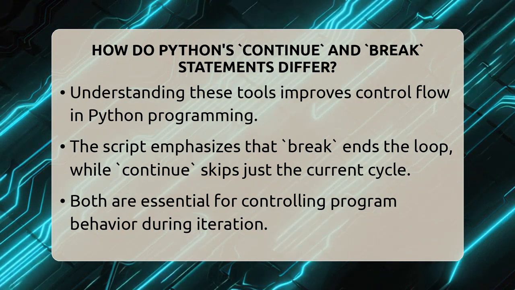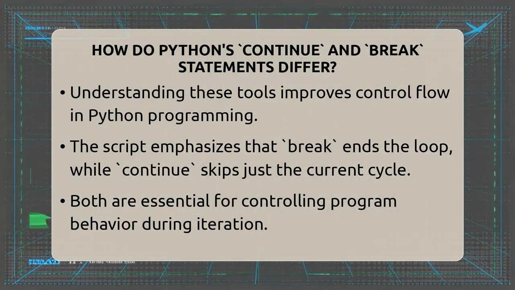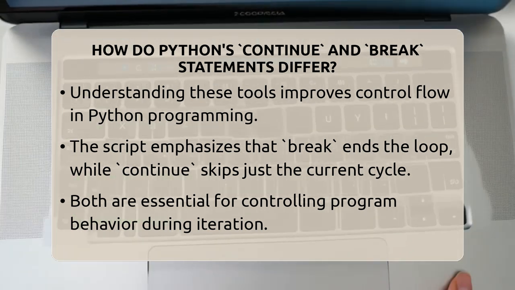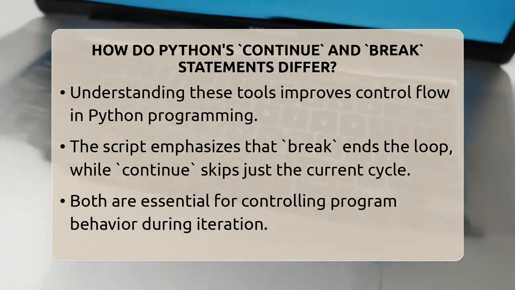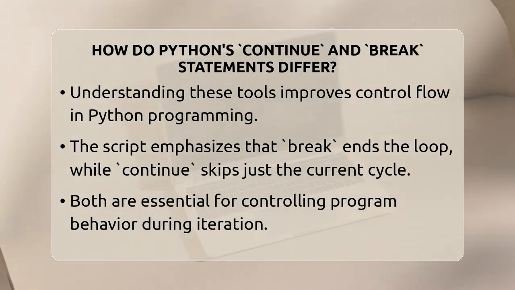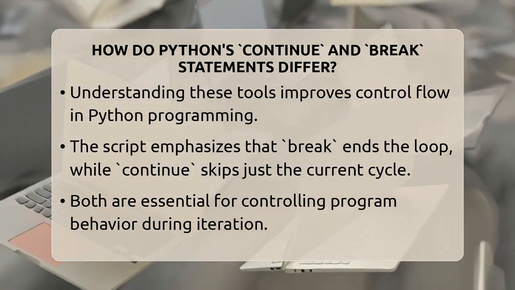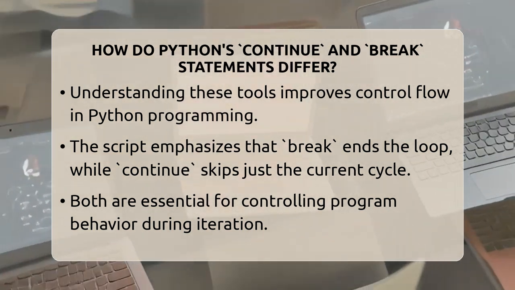Understanding how these two work helps you make your loops smarter and your programs more efficient. When you write code with these statements, you can control exactly how your program responds to different situations. So, remember, break ends the loop completely, while continue skips just the current step and moves on. Both are powerful tools in your Python programming toolkit for managing control flow and logic.